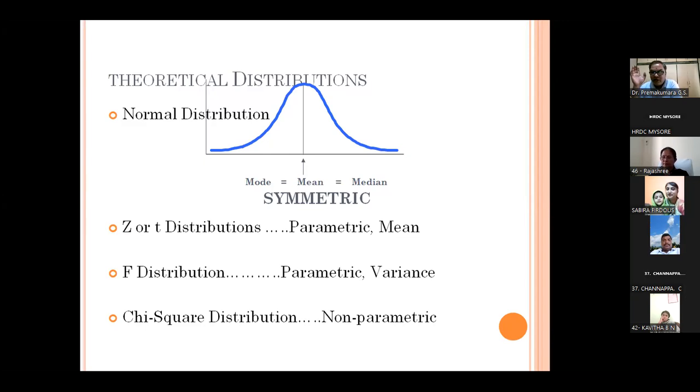And F distribution, it is only for the variance. Wherever you want to prove the difference in variances, you have to use the F distribution, and it's also a parametric test. And the last one is the chi-square distribution. Wherever you use non-parametric data, that is nominal kind of data, it is a distribution-free, non-parametric test. So that's why you call it the chi-square distribution.